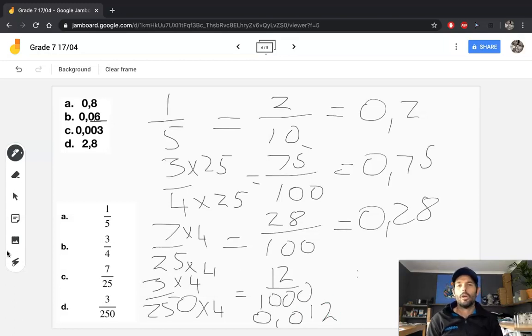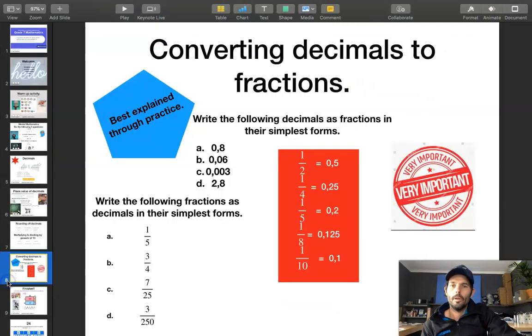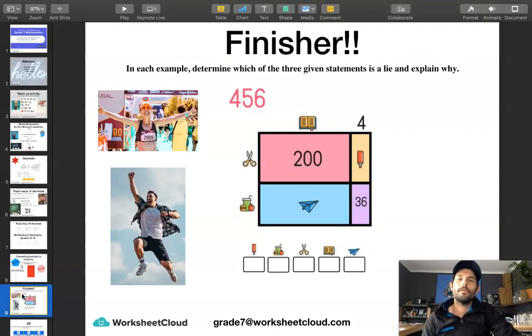Okay, so fractions to decimals, get the denominator to 10, 100, or 1,000 by multiplying. Whatever you do to the denominator, you do to the numerator. Then it's pretty straightforward on how to convert it to a decimal. Okay, so there's your finisher for today.